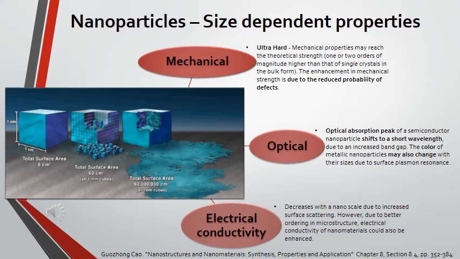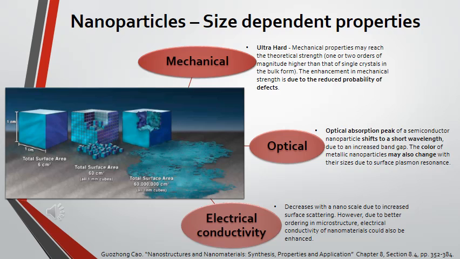Other properties of metal nanoparticles are the mechanical, optical, and electrical conductivity properties. Regarding the mechanical properties, they can reach the theoretical values of strength, which are 1 or 2 orders of magnitude higher than bulk materials. The enhancement in mechanical strength is due to the reduced probability of defects. The optical properties can be significantly different from bulk materials.